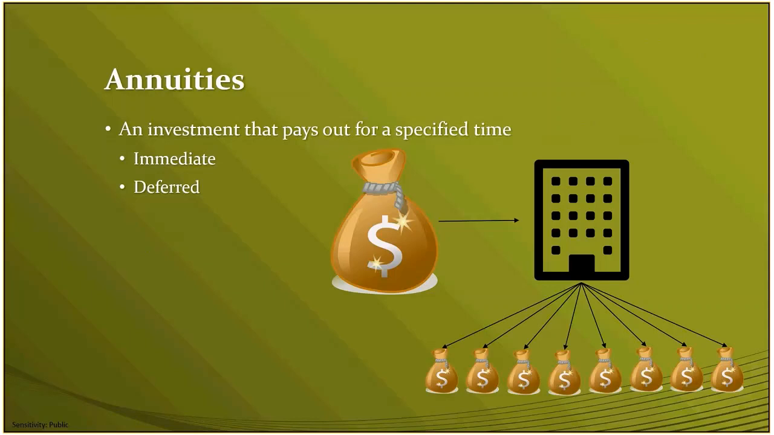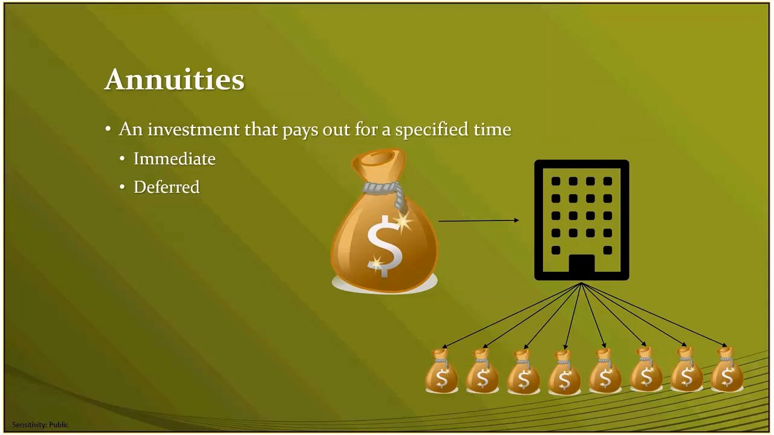So it could be a set 20 years, it could be the rest of your life. There are so many different options out there. It could be for the rest of your life and then the rest of the life of one of your specific dependents. There are many more options than we can count, but the basic model is the same.